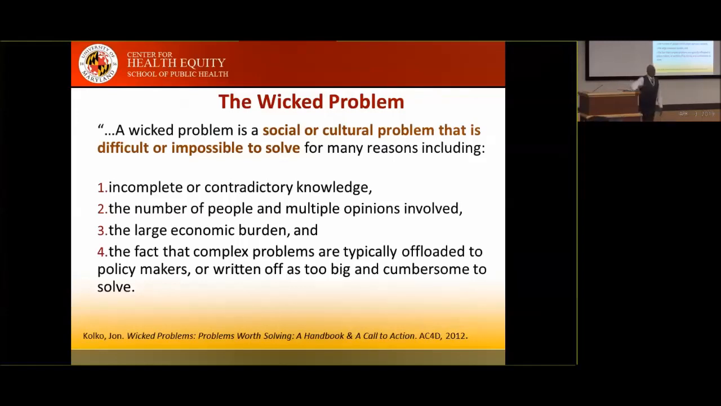Can you imagine? Nobody wanted to look at the lead in the water in Flint. Because if I open that up, I've got billions of dollars we now have to deal with. That lid was open. But you think Flint, Michigan is the only place with high levels of lead in their water? Absolutely not, okay? So there are things that people don't want to look at because of the implications. And the fact that complex problems are typically offloaded to policymakers or written off as too big and cumbersome to solve. Aren't we seeing some of those too big and cumbersome to solve problems at our southern border with Mexico? Are we not seeing some of that? Okay. So we run to wicked problems.